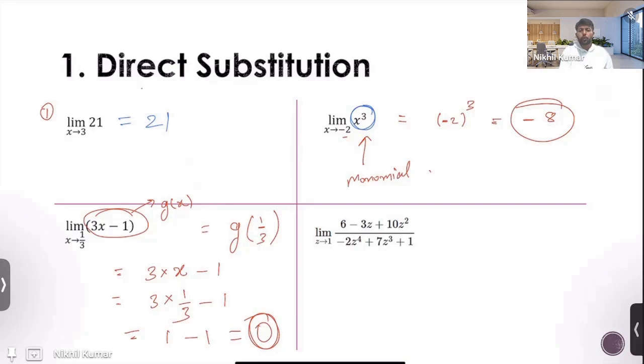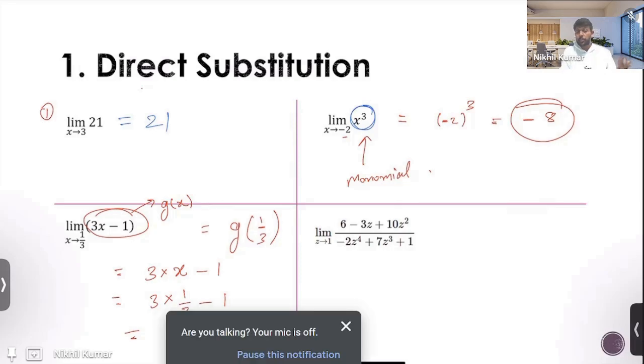Let's move on to the fourth question. Again, this fourth question is not a polynomial, but it's a quotient of polynomials. So here we are going to apply the properties of limits. We have learned the properties of limits. If you recall, what property will we apply here? So as I said, we are going to use some properties of limits.